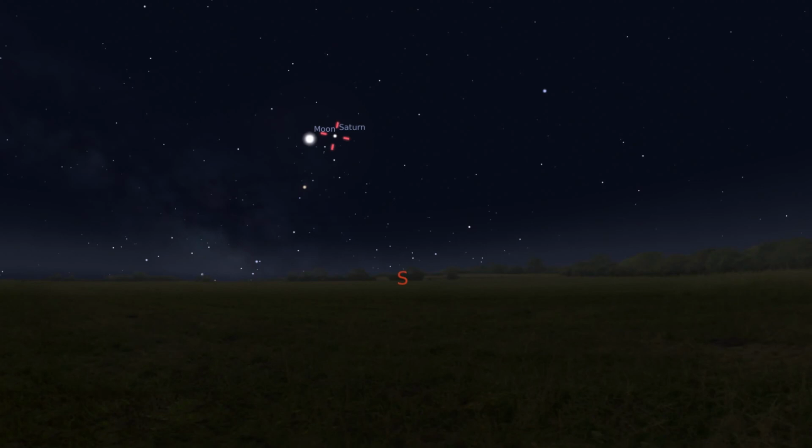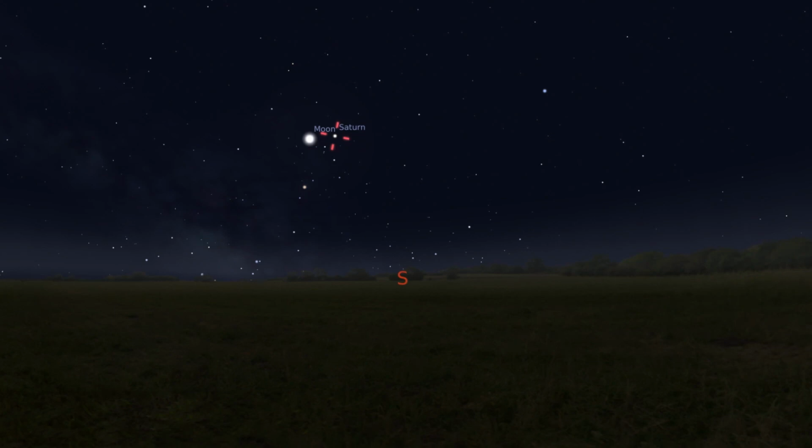Mars will not be visible because there's a superior conjunction on June 14th, so that's when Mars is on the other side of the sun from the Earth, totally not visible. Saturn, here on the 1st, sets at 5:41 a.m. It's best right around midnight.